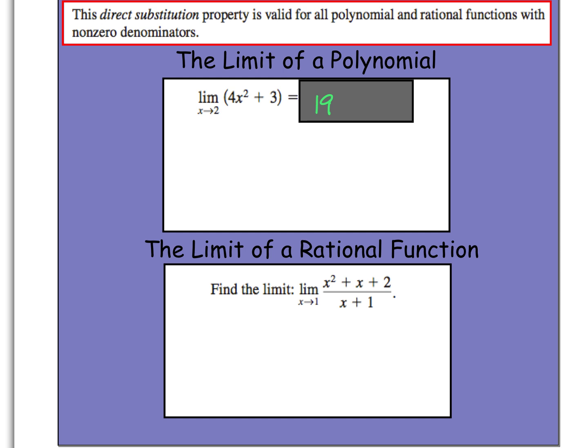All right, this next one. I have a limit as x approaches 1 of the quantity x squared plus x plus 2 over the quantity x plus 1. So again, we try to direct substitute. Now, what do I get in my numerator? 4. What do I get in my denominator? 2. Could we simplify that? Yes, sir. So it goes to what? 2. So now we have a limit equaling 2.